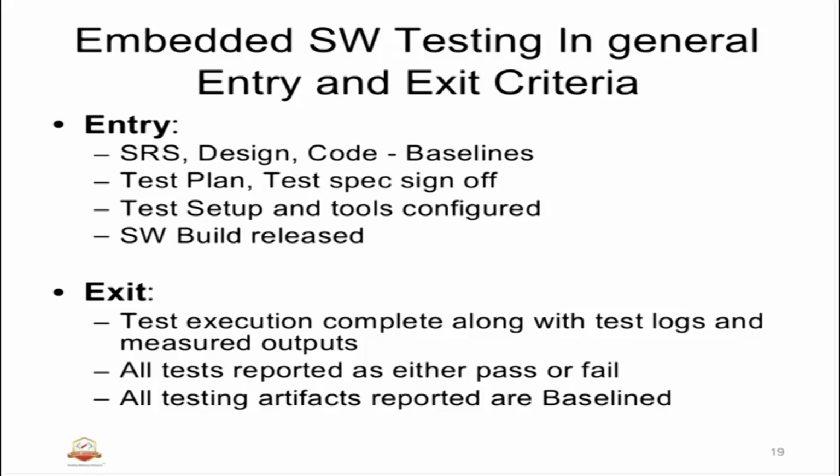The entry should have a test plan and test specification signed off. That means in order to test, we cannot go without the test plan. We need a test plan, and the test specification identifies the test cases and procedures, and they should be signed off. That means they should be approved by the test team as well as the qualifying authority or the QA team. Along with that, as per the test plan, the test setup and tools should be configured. That means they should be available for usage, and will be consistently used across the testing life cycle till the testing is complete.